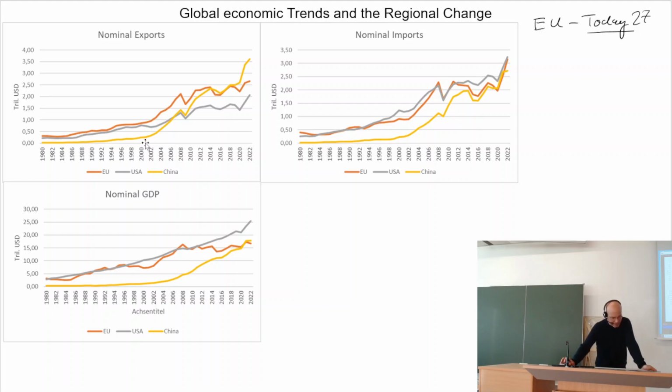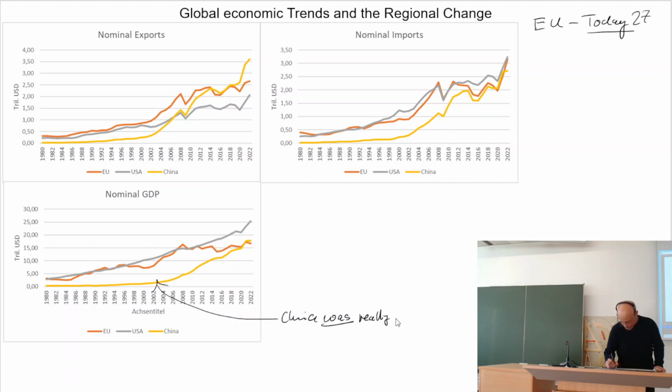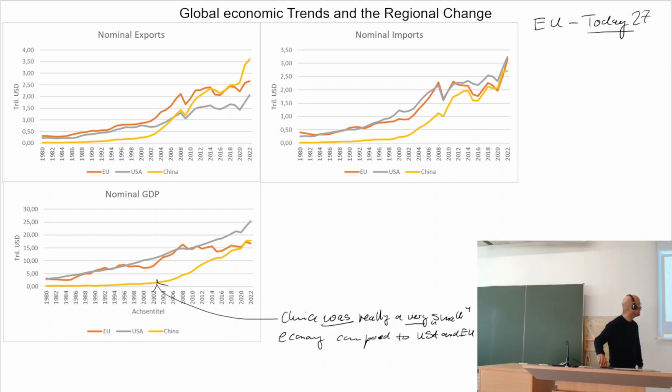And yeah, if we start here today with a nominal GDP, then you really see here again China was really a very small, in quotation marks, economy compared to the USA and the aggregate of the European Union.